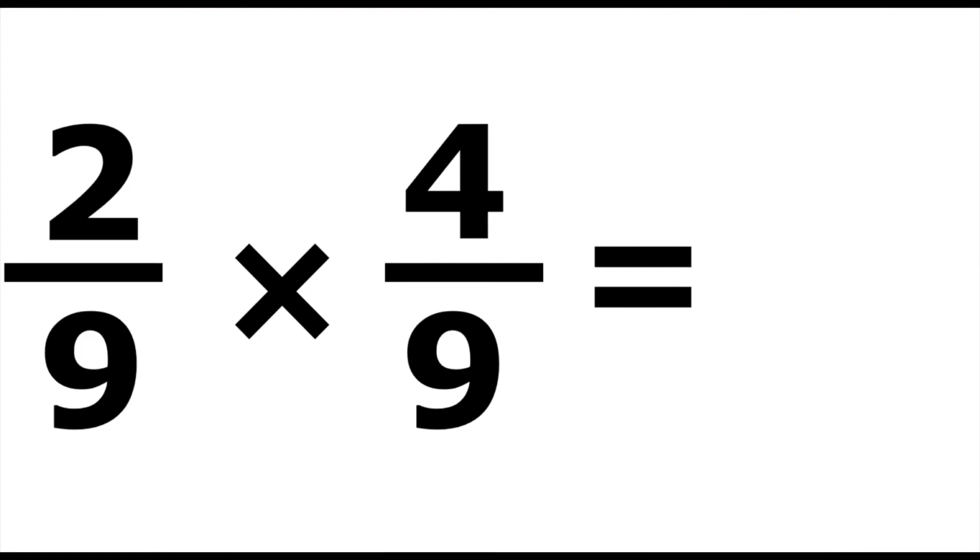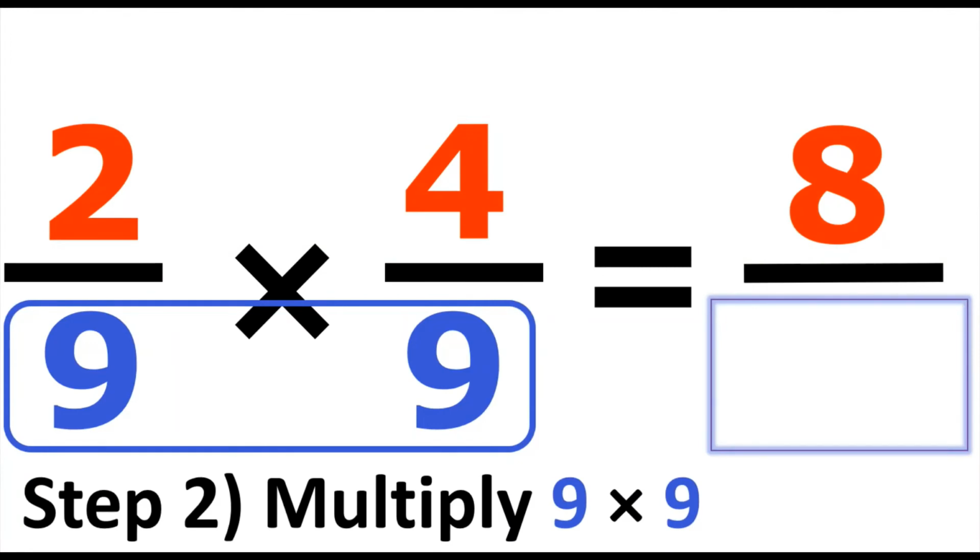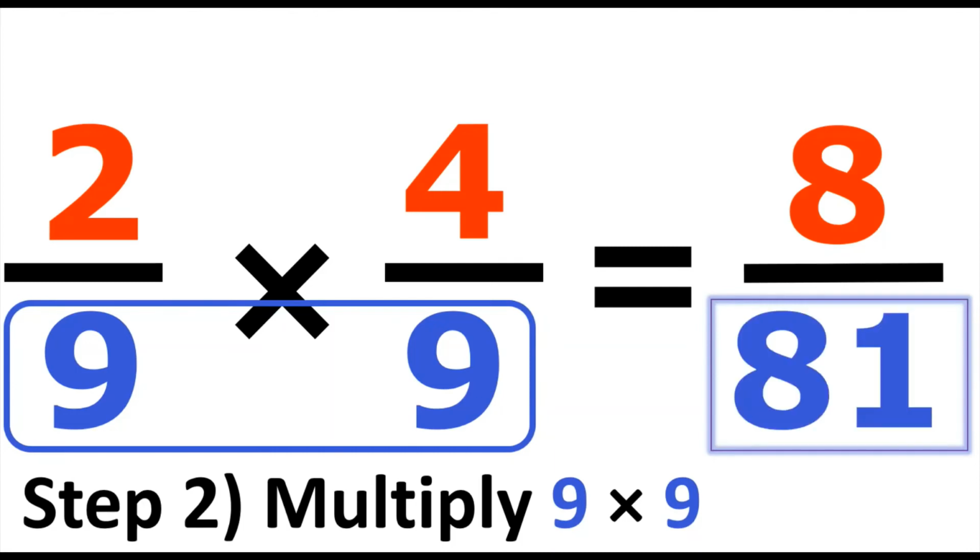Number 17. We have 2 over 9 times 4 over 9. We multiply straight across. 2 times 4 gives us 8. At the bottom, we multiply straight across. 9 times 9 gives us 81.